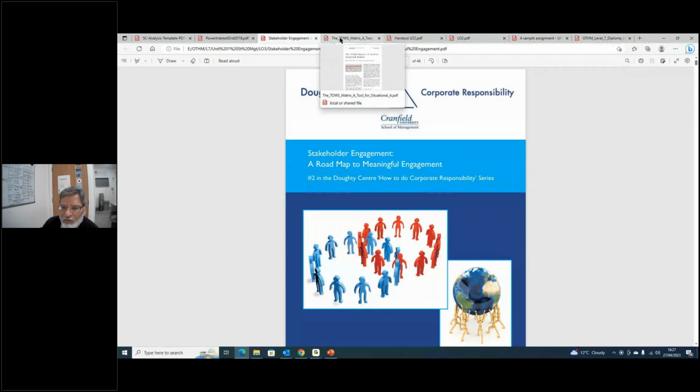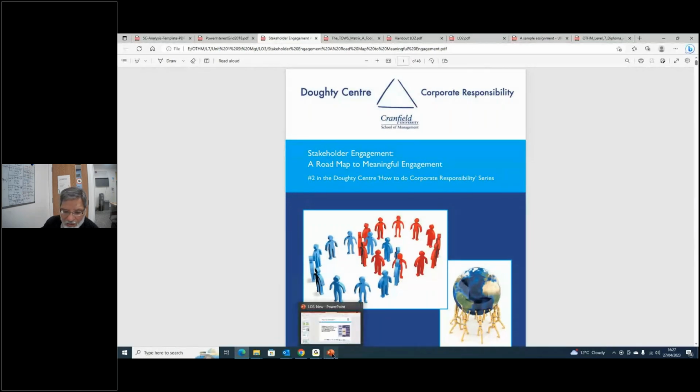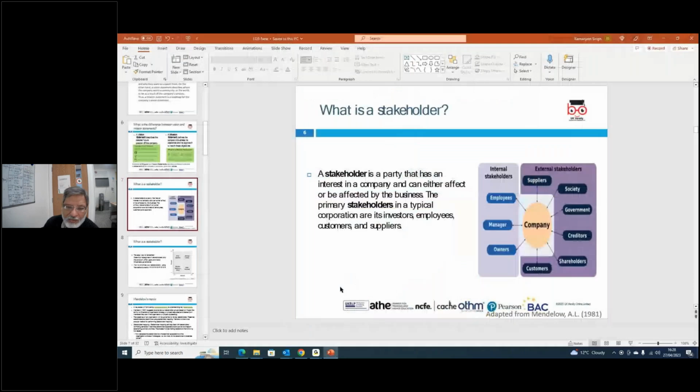So stakeholders are people who have an interest in your organization. People like suppliers, people like government. And why do they have an interest? Because they are affected by your organization, right? They are either affected directly or indirectly.